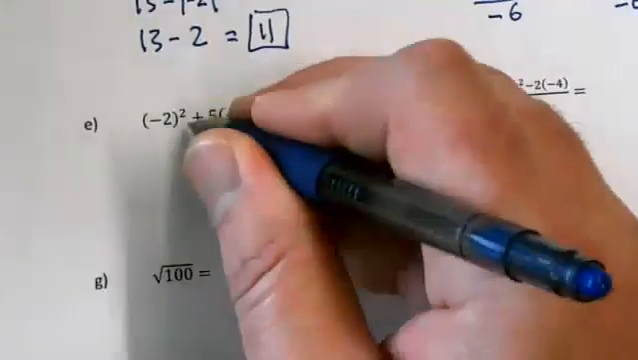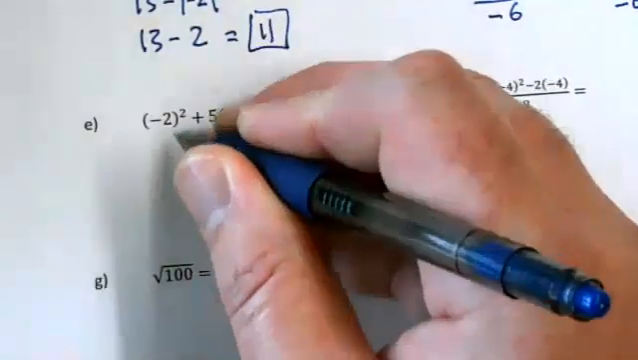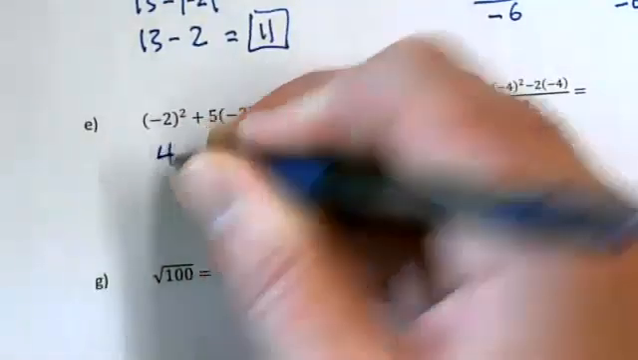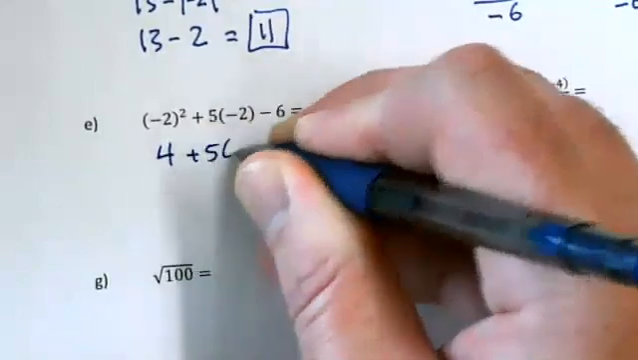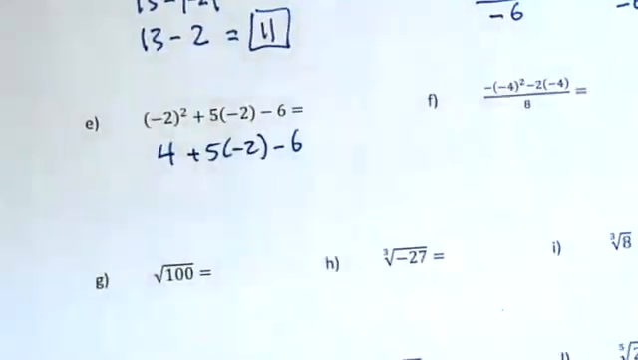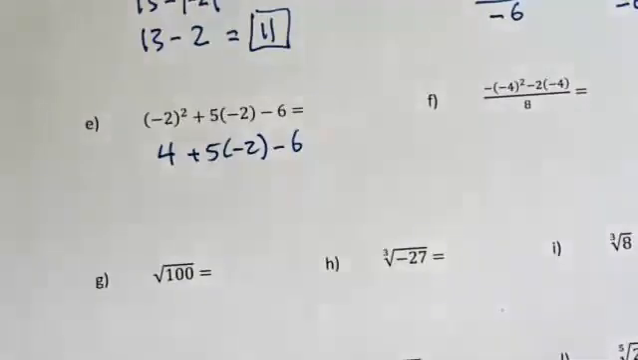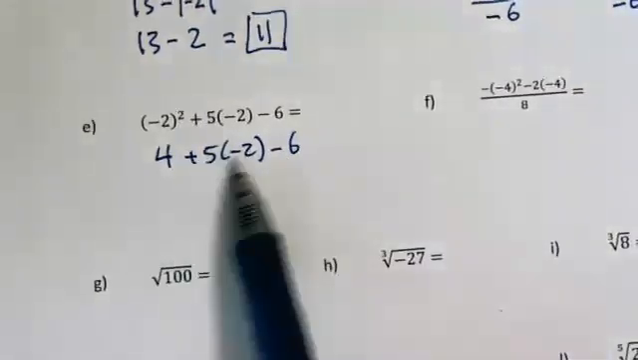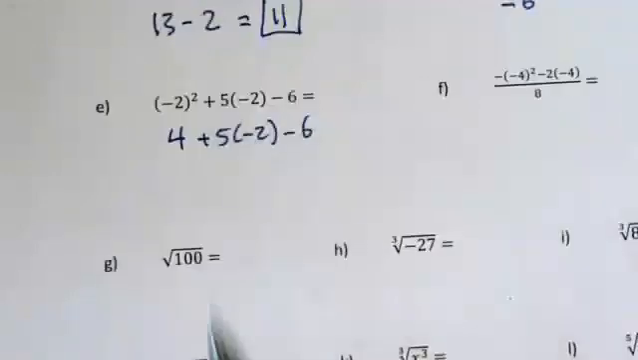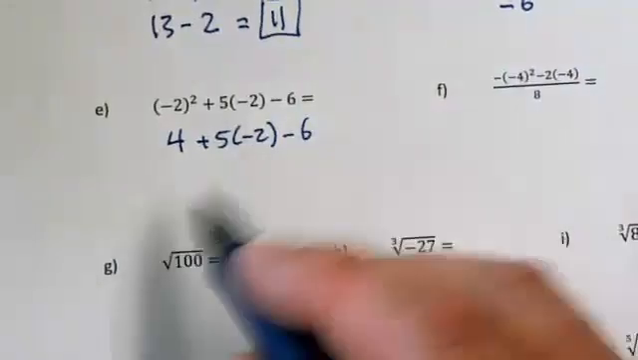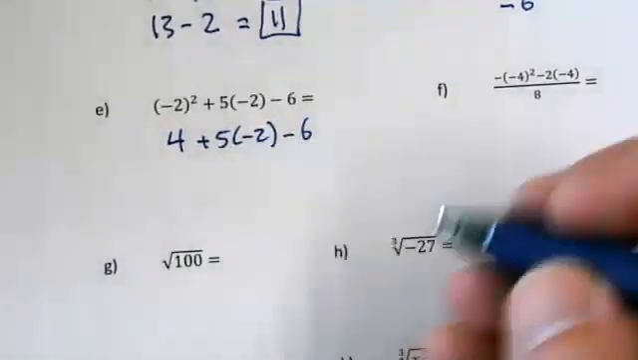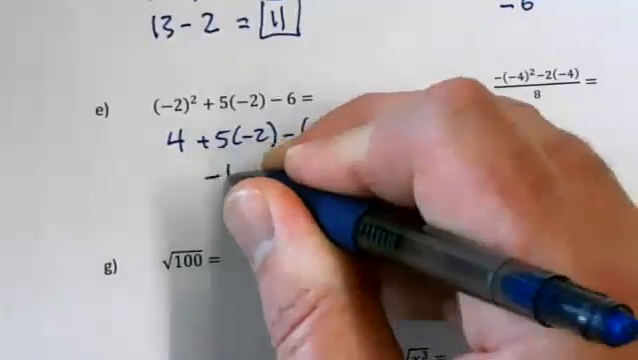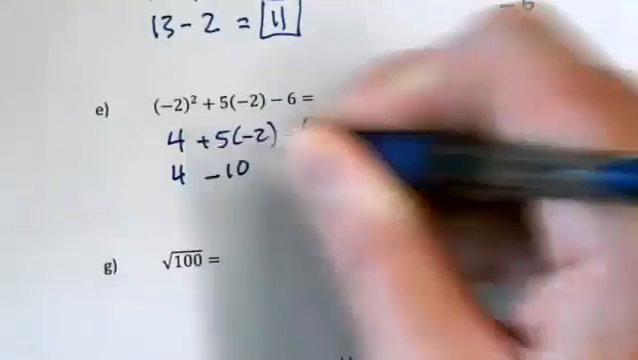So -2 squared, that would be -2 times -2. That's a 4. I'm going to bring down the rest of my problem. So what do we got now? We got some addition, some subtraction, and there is multiplication between the 5 and the -2. In order of operations, multiplication comes before addition and subtraction. So we'll do the 5 times -2 first. That's -10. And bring down the rest of our problem.